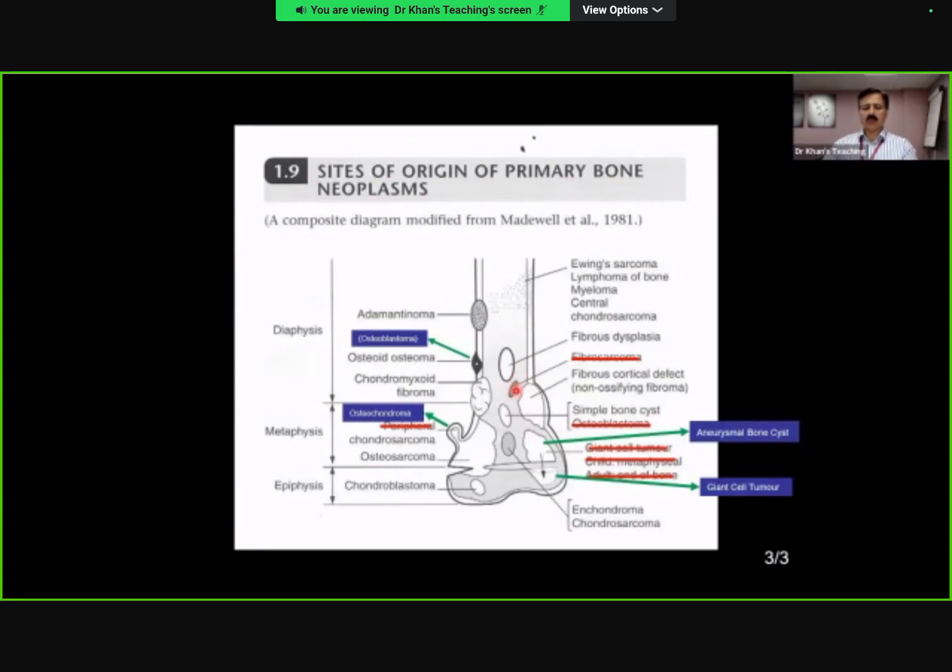Fibrosarcoma, deleted, it's not for you. Nobody is going to ask you this in the FRCR exam. Fibrous dysplasia, maybe metadiaphyseal. Look at this lesion here.